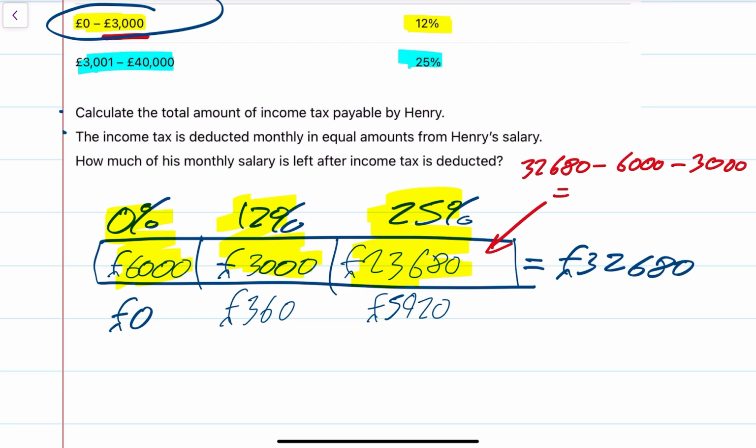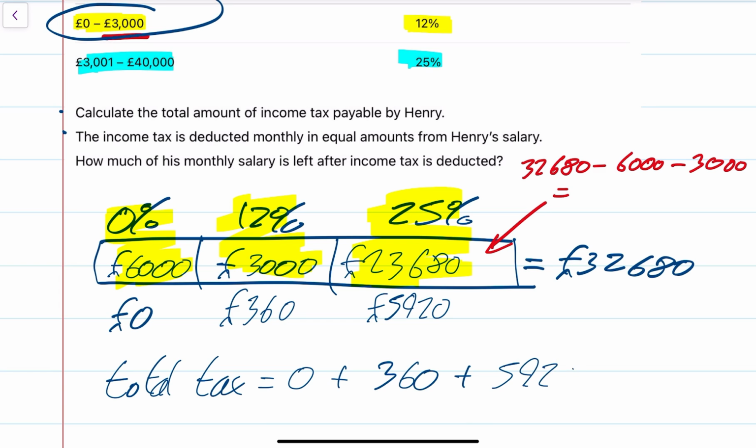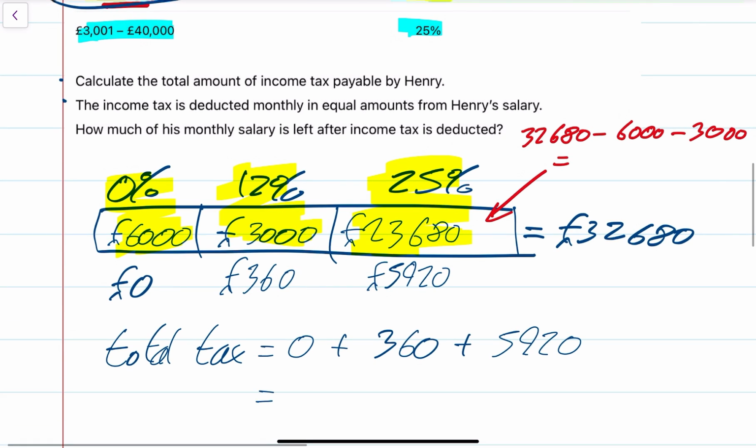5,920. And then your total tax, let's answer it, total tax then is, just put the 0 in for good measure, 0 plus 360 plus 5,920. Add those up, and we get, I've just done that on my calculator, I got £6,280. Okay, right, let's read this last sentence again.